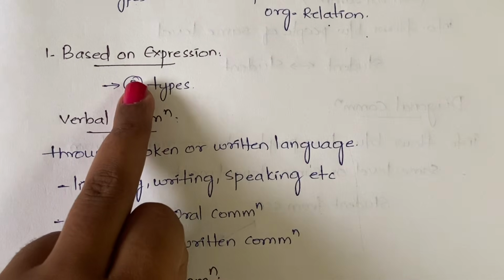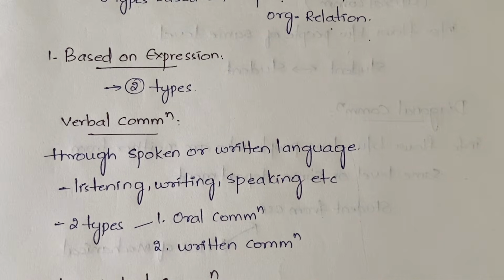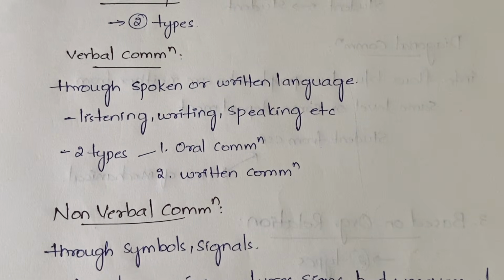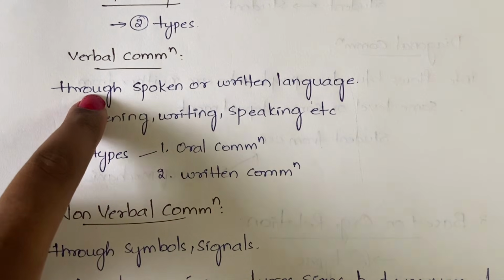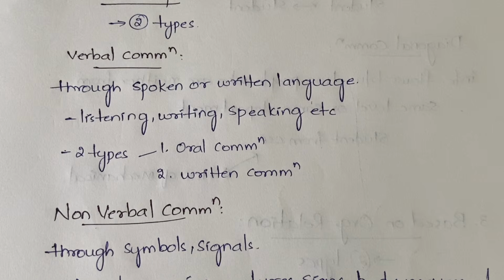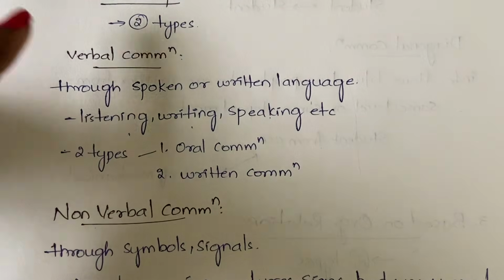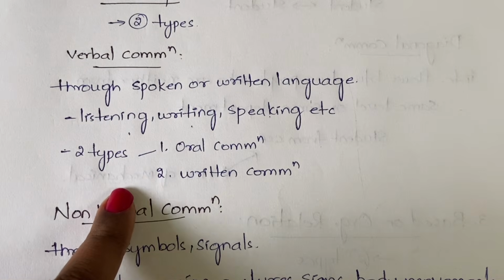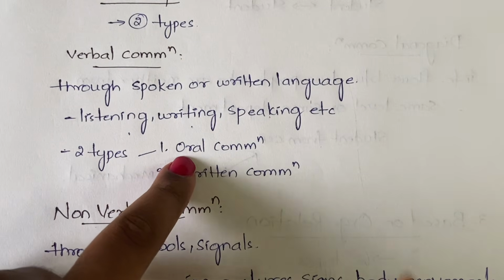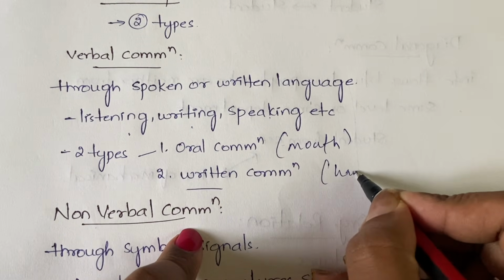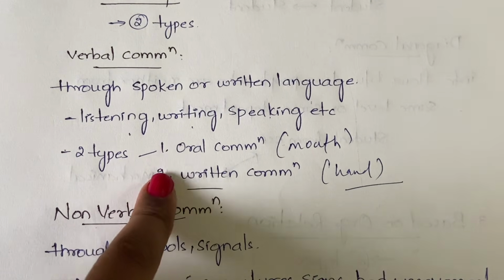First, based on expression. Again, based on expression, it is divided into two types: verbal and non-verbal. Okay, in verbal, you know what is verbal? Through spoken or written, oral communication or written communication will come under this verbal communication. That is, you're writing something or you're speaking something. For example, listening, writing, speaking, all will come under this verbal. And again, in verbal also we have two types. First is oral, that is with mouth, and next is written, that is with hand. Okay, simple. So these are the two types we have in verbal.